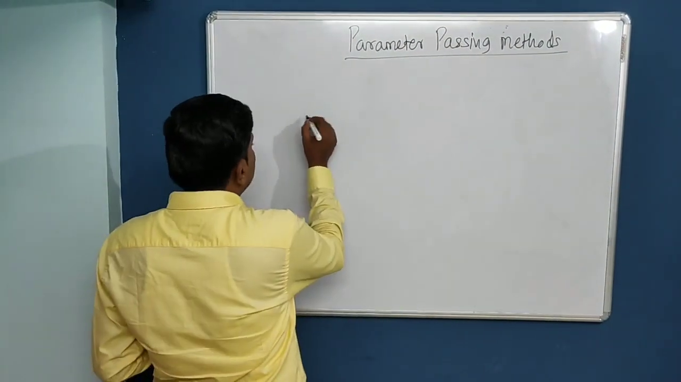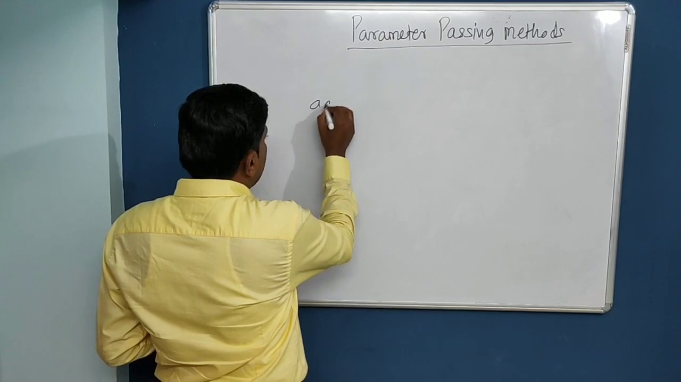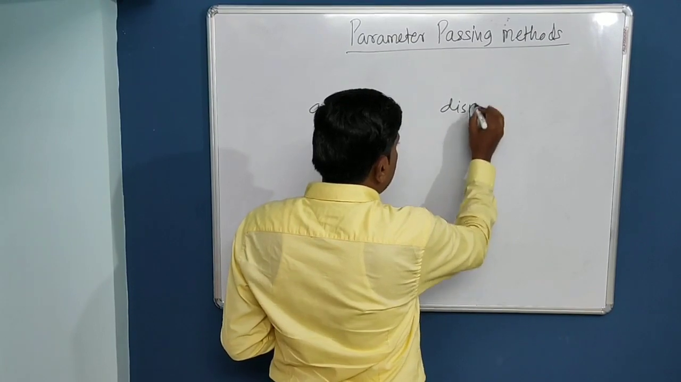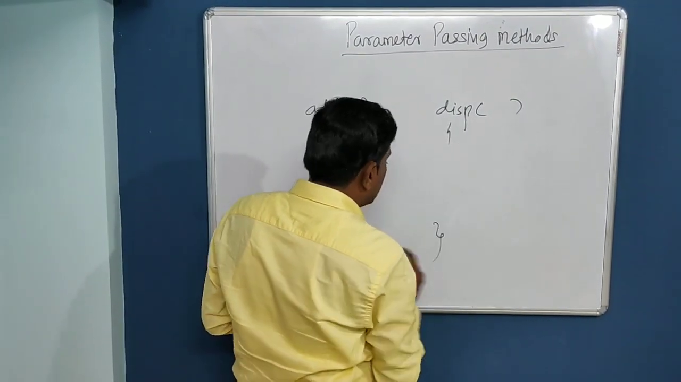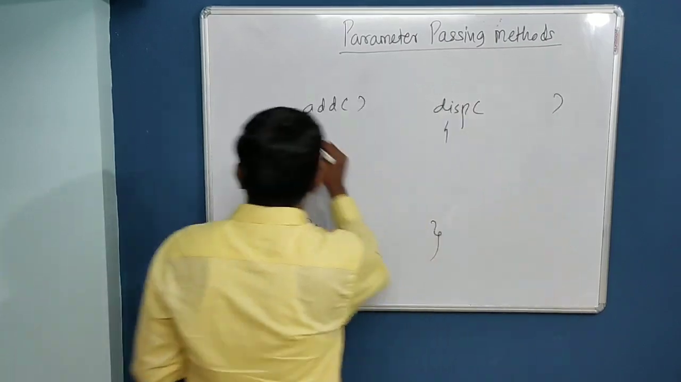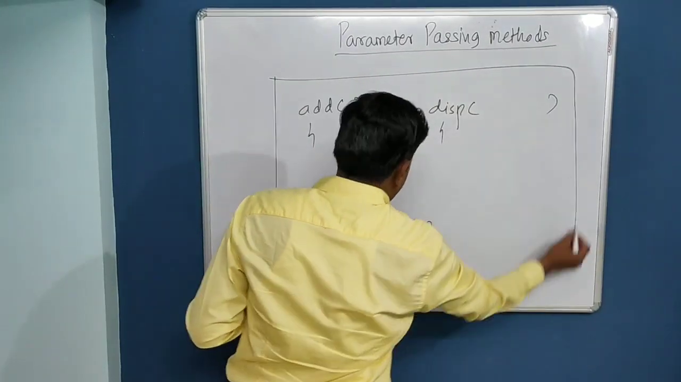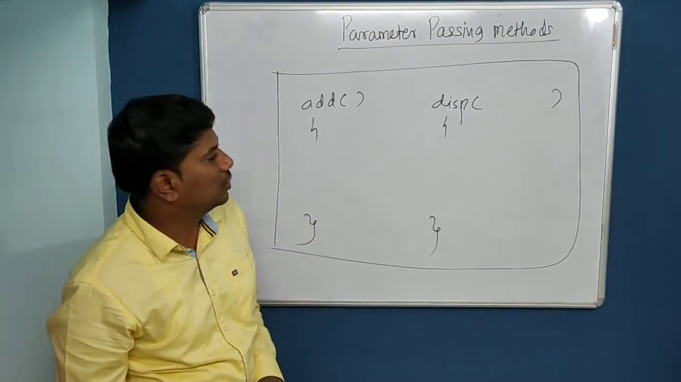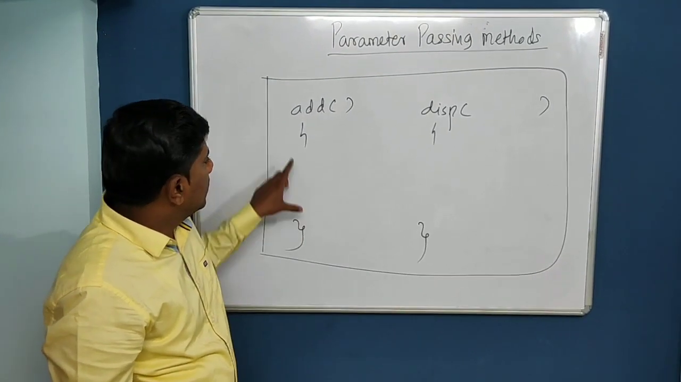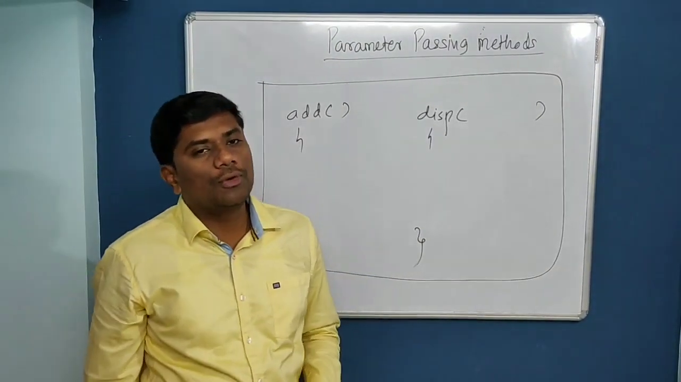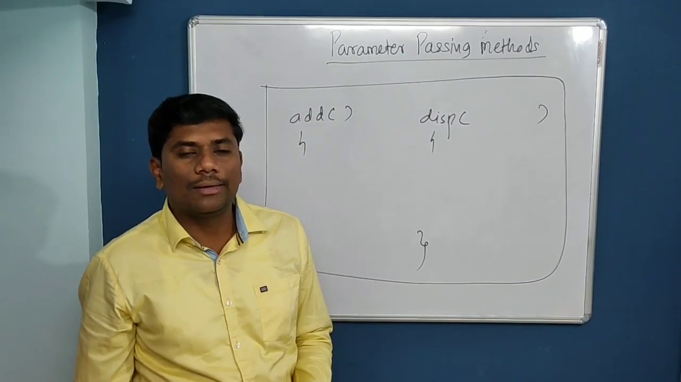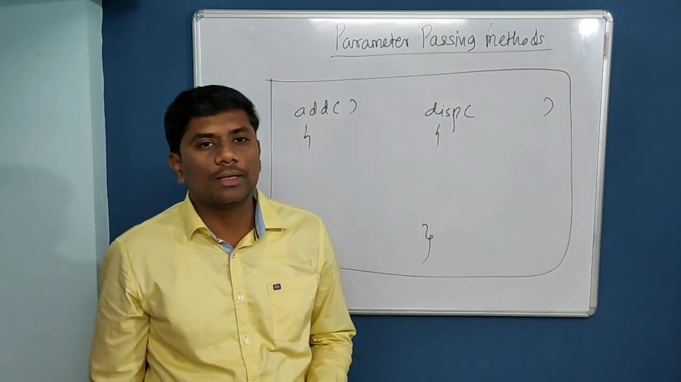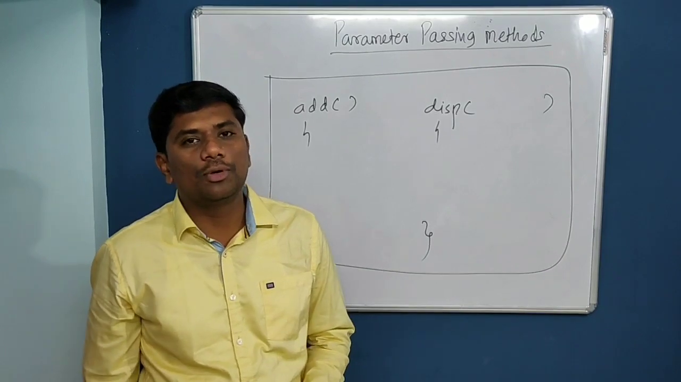Consider this scenario. Suppose there are two functions in your program. Consider this is your program. Suppose you have written this function first and then you have written this function next. Suppose these two functions want to communicate with each other. Then this parameter passing concept helps to make that particular communication.